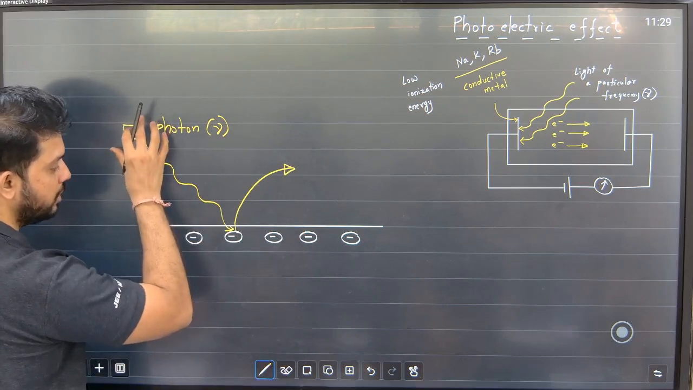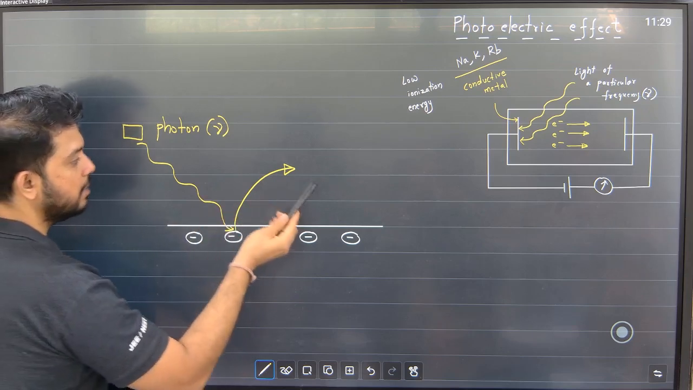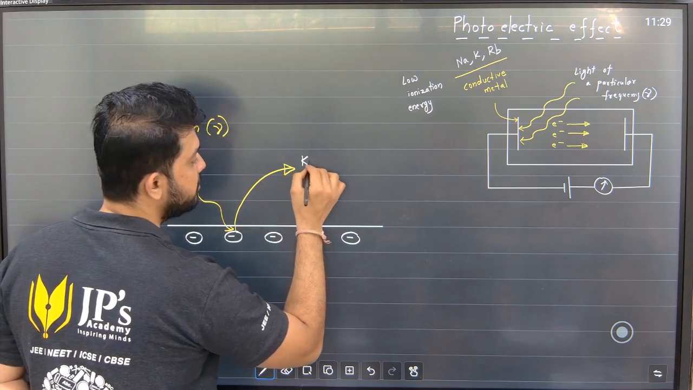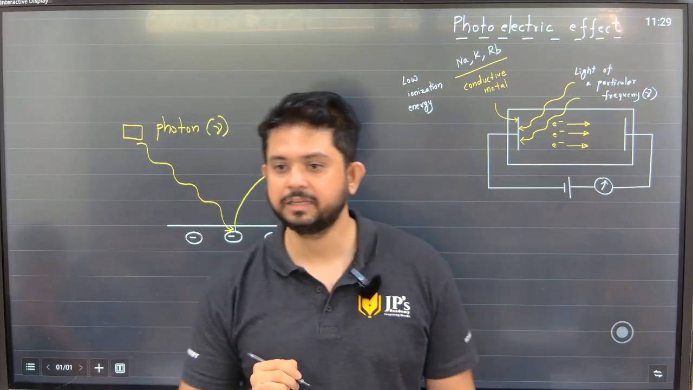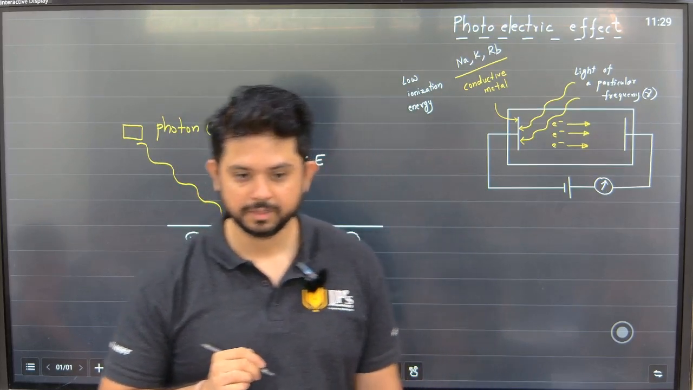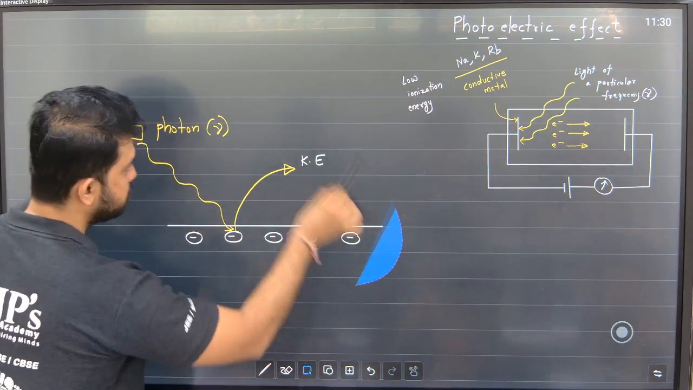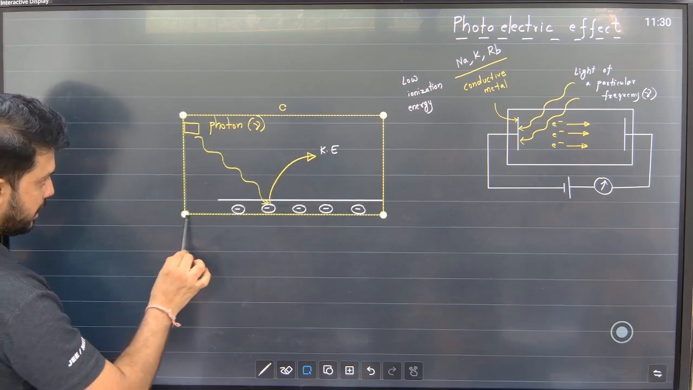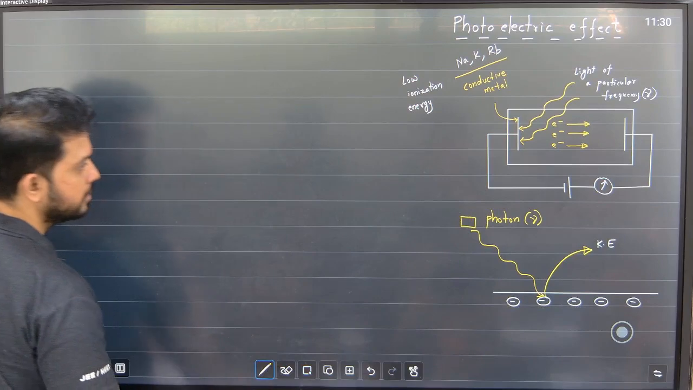So when a photon is incident on an electron, the electron gains energy and comes out of the metal surface with some amount of kinetic energy. Any questions still here? So what Einstein did is, he gave something called the photoelectric equation.